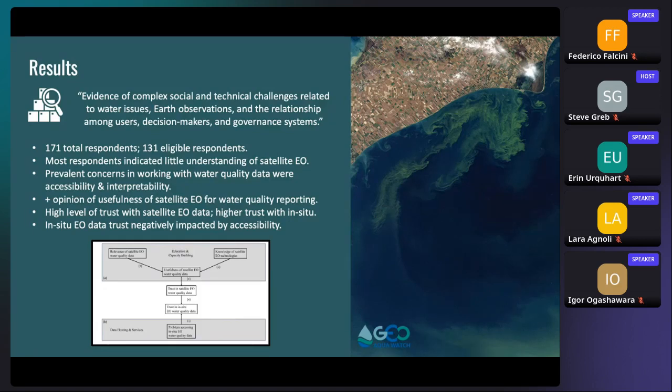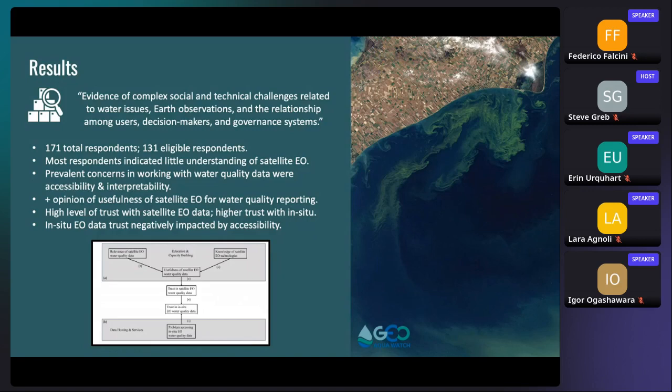There was a high level of trust with satellite Earth observation data and a higher level of trust with in situ data. And in situ data trust was negatively impacted by data accessibility. What the bottom figure shows is a conceptual attitudinal model for empirical analysis. The top gray box indicates that users build trust with in situ data if they have relevant satellite Earth observation data and knowledge of how to appropriately apply the data toward their program objectives.